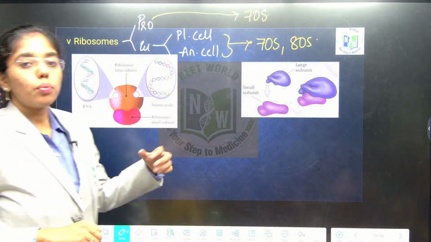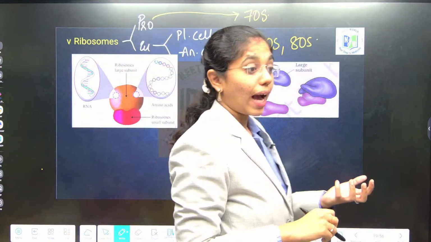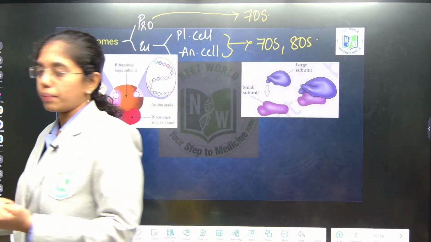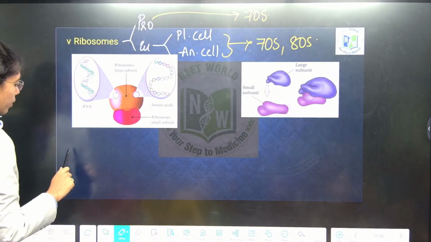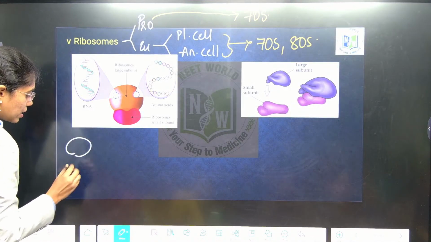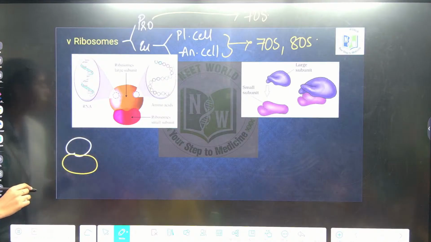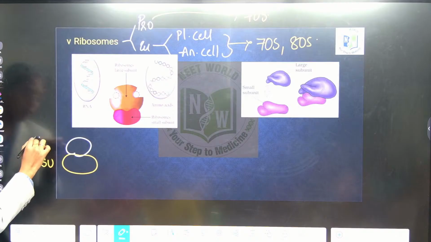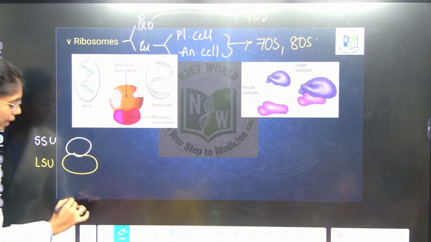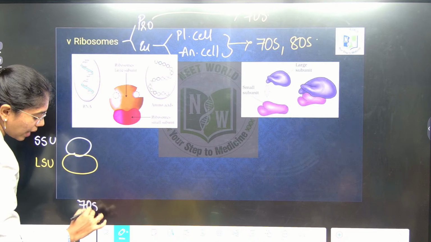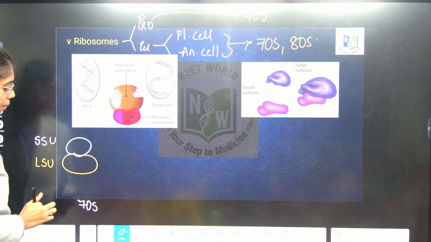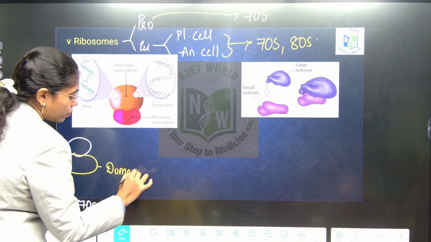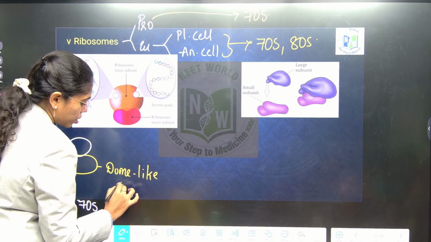Okay. So, whichever ribosome it might be, it will have two subunits, yes or no? Larger subunit and smaller subunit. Smaller subunit will be like a cap over larger subunit, which is like a dome shaped structure. Let us say this has 70S ribosome. Larger subunit is what? Dome shaped structure.